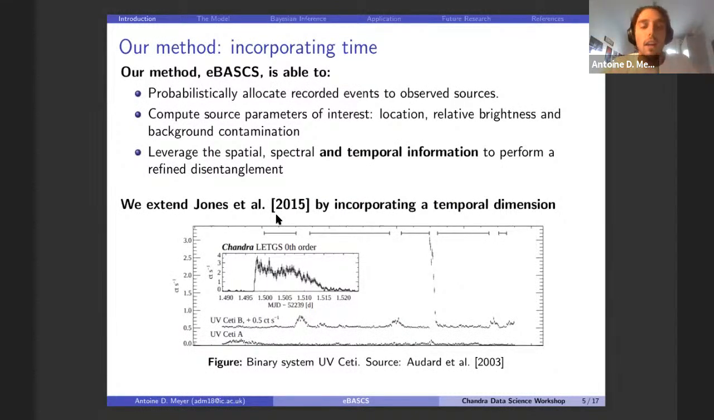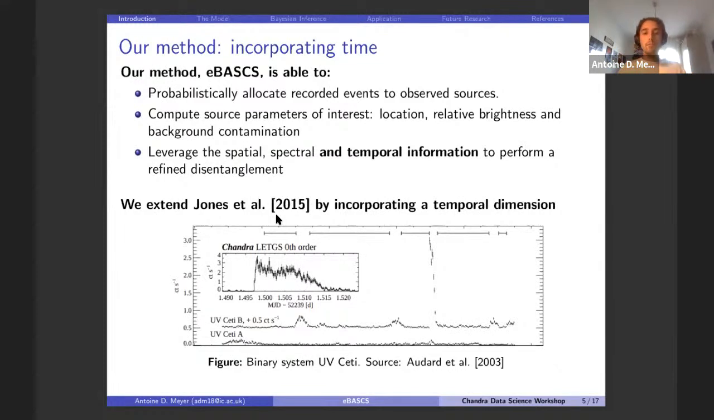So our method eBASCS is able to probabilistically allocate recorded photon events to observed sources, meaning that the output of our algorithm, instead of being just one allocation, gives for each observed event a probability that that event belongs to one of the sources or the background in the observation. eBASCS is also able to compute source parameters of interest, such as location, relative brightness, background contamination, and all of that while taking into account the uncertainties in your photon allocations. eBASCS is also able to leverage the spatial, spectral, and temporal information to perform a refined disentanglement.